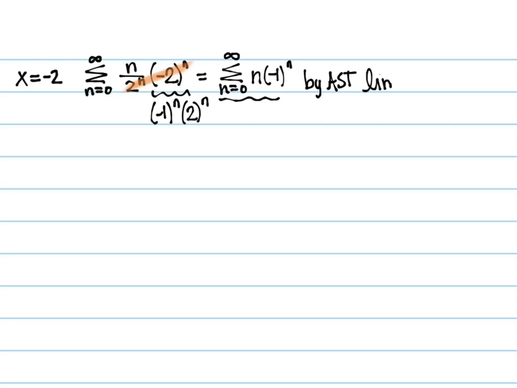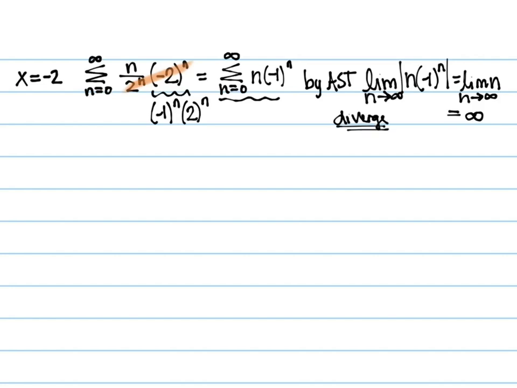We take the limit without the negative part. The limit without the negative part of this is n. If you want, you can write it like this, but this would be the limit of n. So the limit without the alternating part: if it goes to 0, it's going to converge, and if it goes to infinity or to another number, it's going to diverge. What happens here? It's infinity. So this actually would diverge. So it diverges at x equal -2.